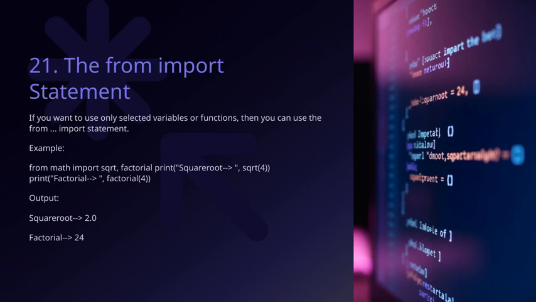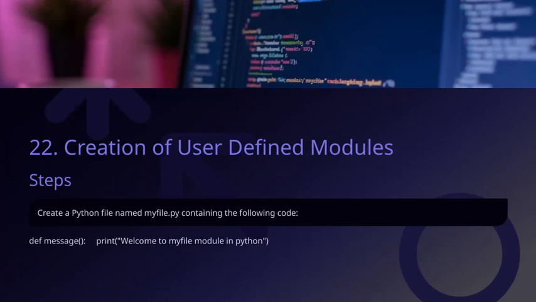All right, now let's look at how we can create our own user-defined modules in Python. The first step is to create a new Python file, and in this case, we'll name it myfl.py. Inside this file, we define a simple function called message. When called, this function will print out a friendly message: Welcome to myfl module in Python.